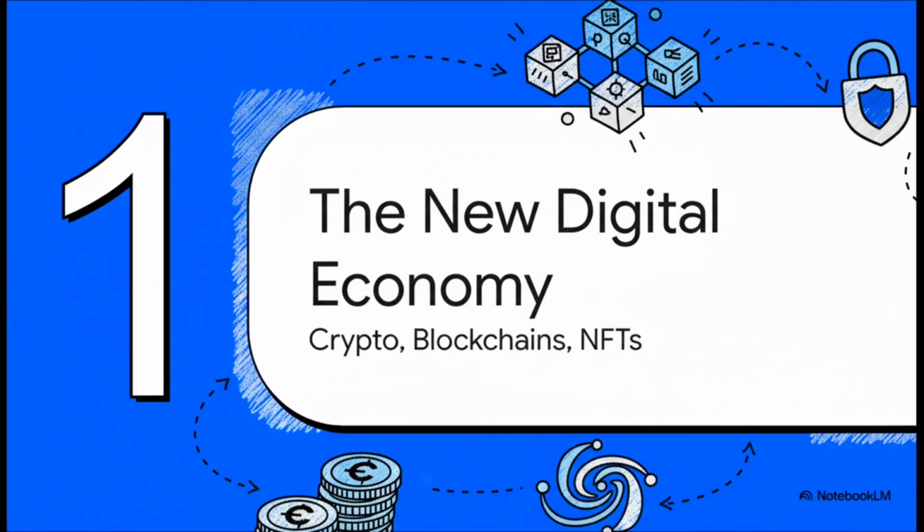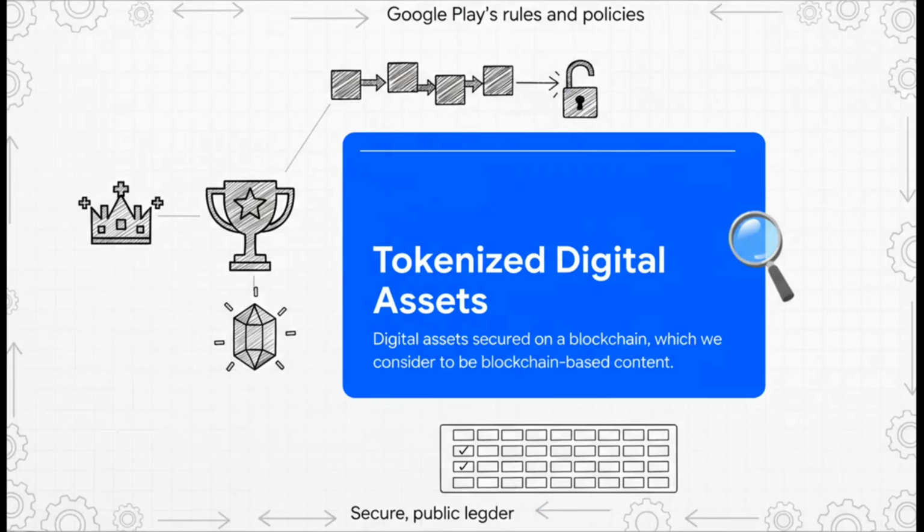First up, the new digital economy. This is where the cutting edge of tech meets some very, very specific regulations on things like crypto, blockchains, and of course, NFTs. So, before we go any further, let's make sure we're all speaking the same language. When Google talks about this stuff, they use the term tokenized digital assets. Just think of these as unique digital items, like an NFT, whose ownership is logged on a secure public ledger. That's the blockchain. This concept right here is the foundation for all the rules that come next.